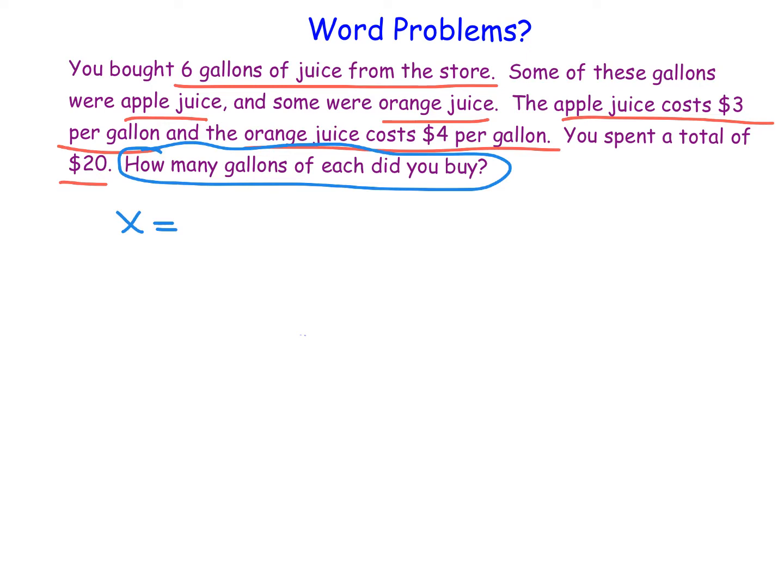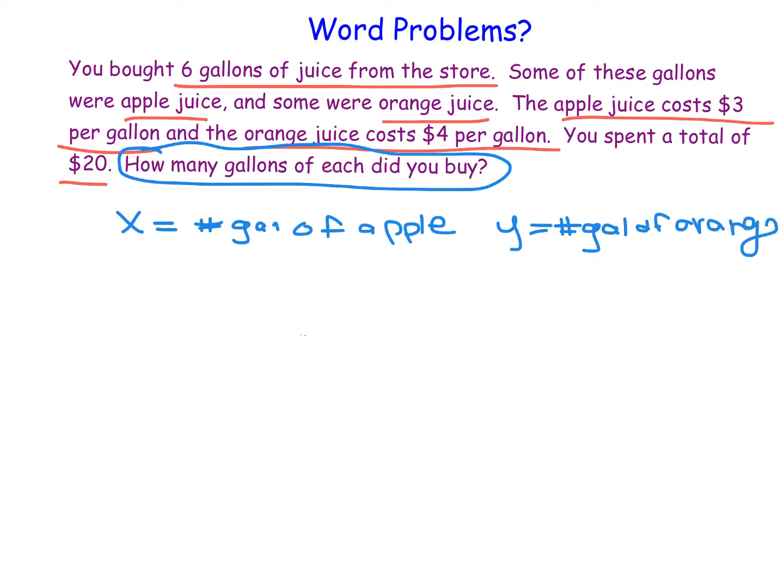So here I'm going to pick X to be the number of gallons of apple. And I'm then going to pick Y to be the number of gallons of orange. And again, it doesn't matter which one is X or Y, it just matters that you're consistent as you write equations for and solve the rest of this word problem, which is why I define them right at the very beginning.